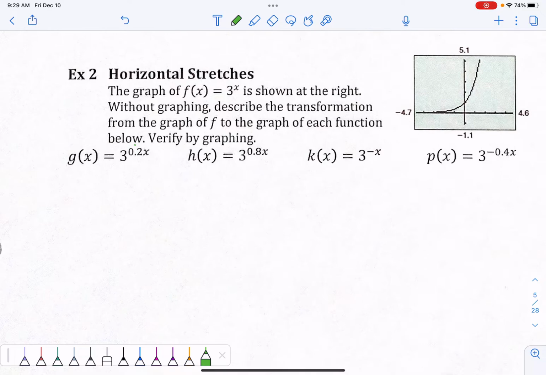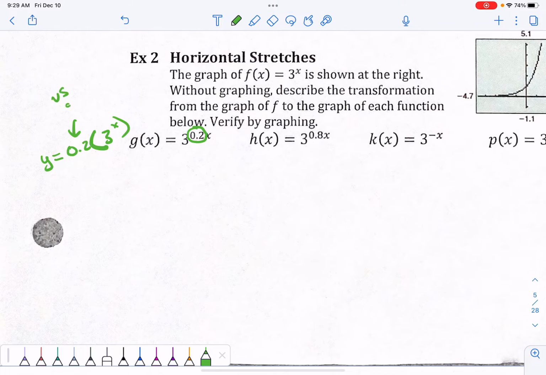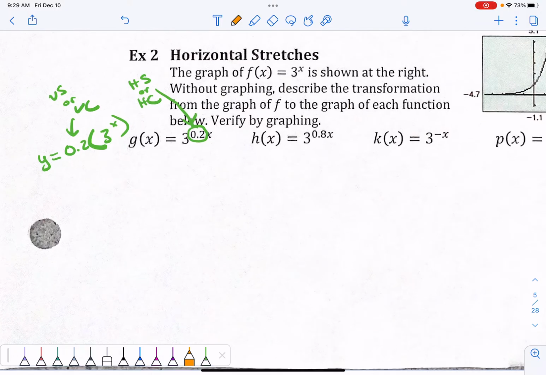When we have stuff in the exponent, that's going to be when it's a horizontal function versus, let's say this was y equals 0.2 times 3 to the x power. This is going to be a vertical stretch or vertical compression. This is going to be a horizontal stretch or compression. Okay, so whether it's up in the exponent versus down in front of the function, that's the difference between the two.